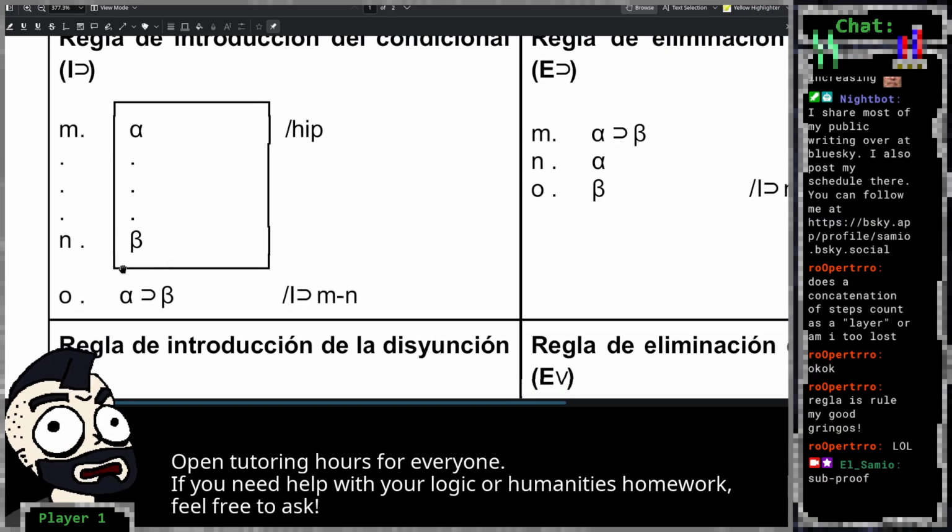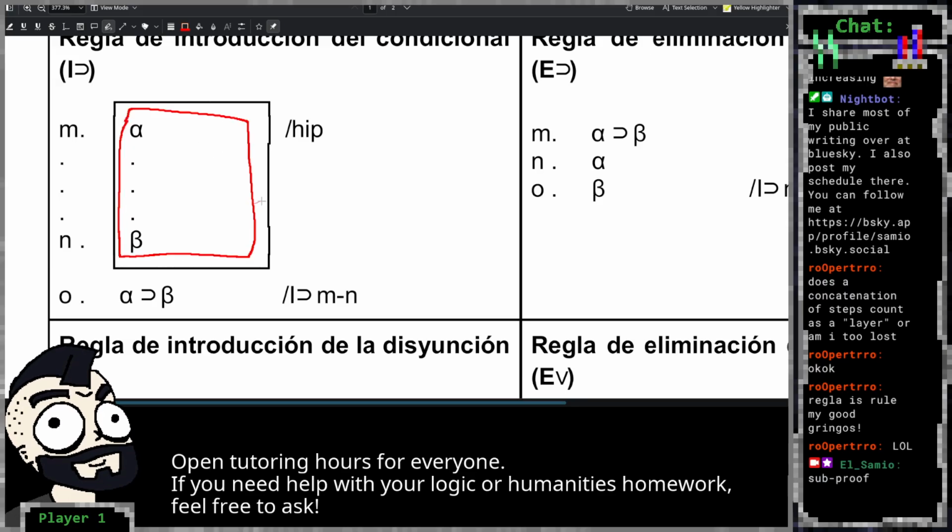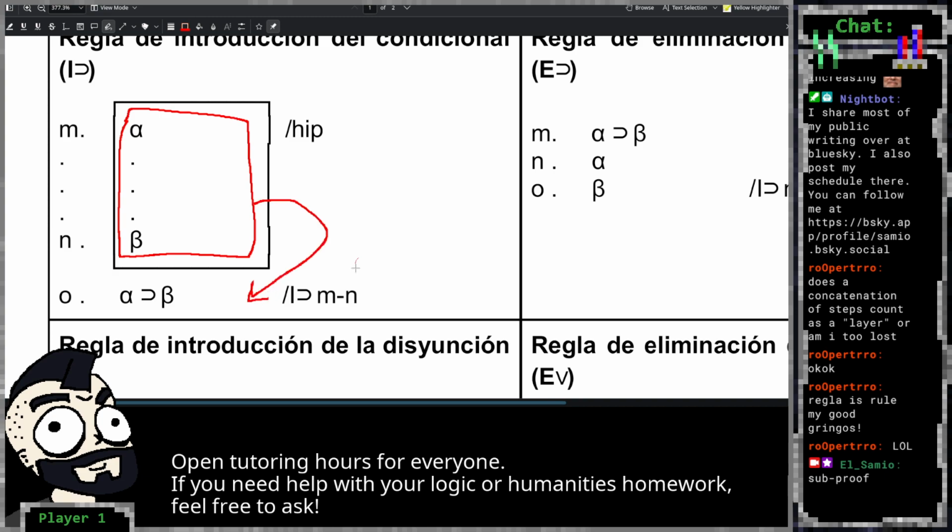So we start a smaller proof inside our main proof. We can use the material and the formula from the main proof in our pocket proof, but very important. Any of the material that appears here cannot come out to the main proof, because all of this information is contingent on the hypothesis.